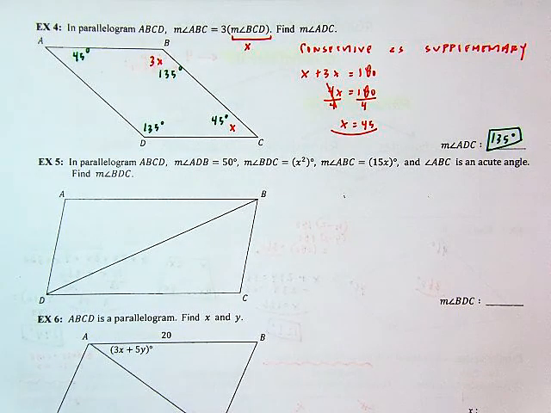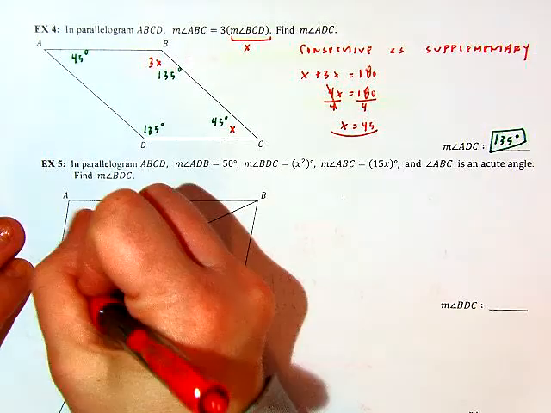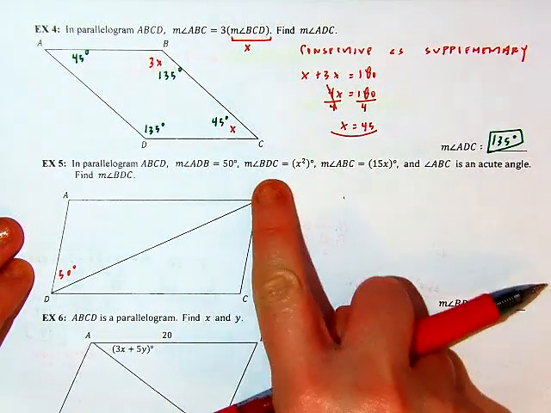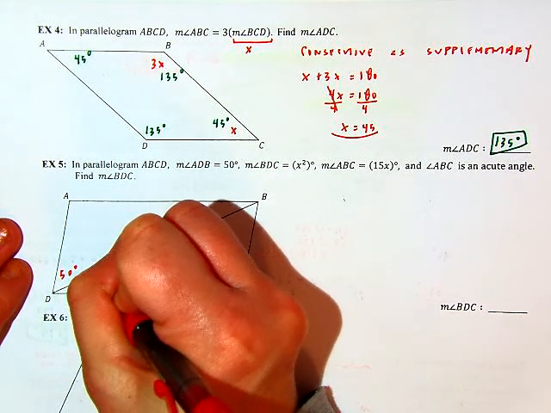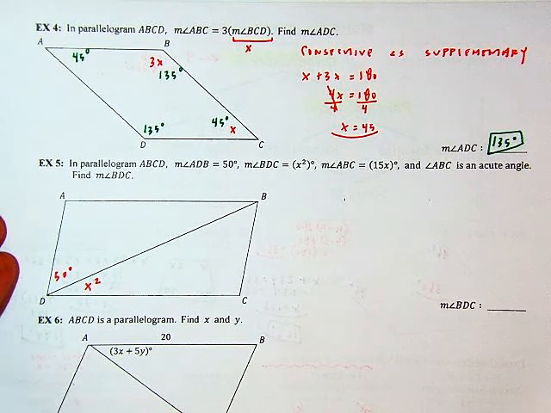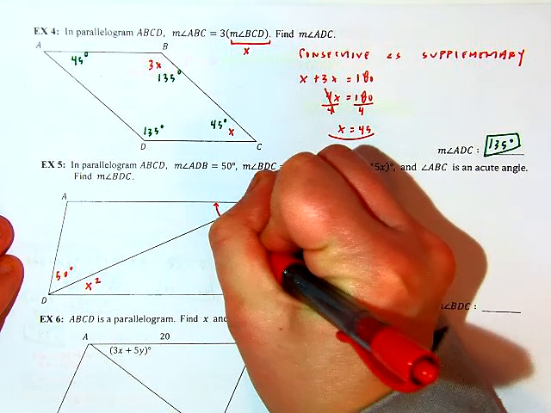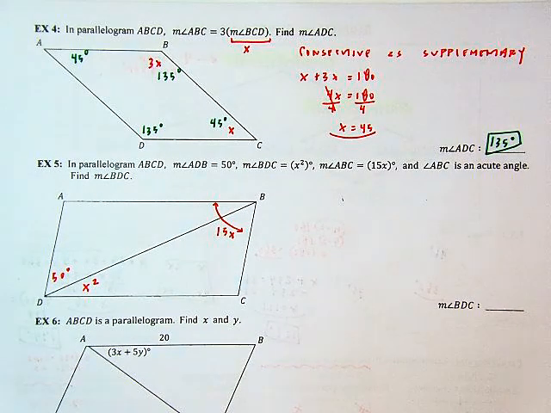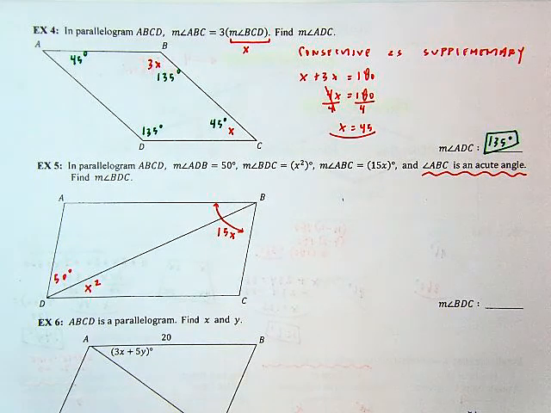Okay, so next up, here again we have a parallelogram, ABCD. I'm telling you that the measure of ADB is 50. So I'm going to go ahead and label what I'm given. So ADB is 50. The measure of BDC is x squared. So right here is x squared. Okay, ABC is 15x. So here to here is 15x. Okay, I'm also told that ABC, this angle is acute, right? It looks acute, but I could solve and get another answer that could potentially work.